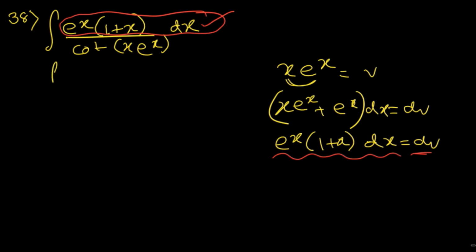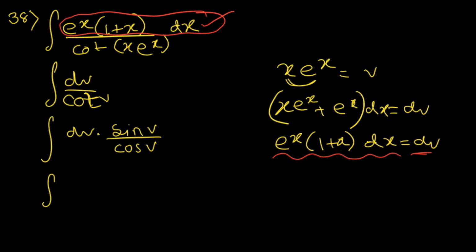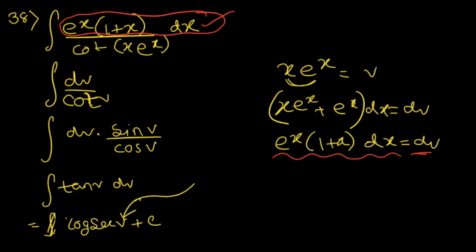So let me write it: dv by, we are left with cot v. So 1 by cot v, sin v by cos v, gives tan v, and dv. You know the formula of tan v, so directly writing it, it is log sec v plus c. We have to substitute the value of v here. The value of v is this one. So this is all about the sum.